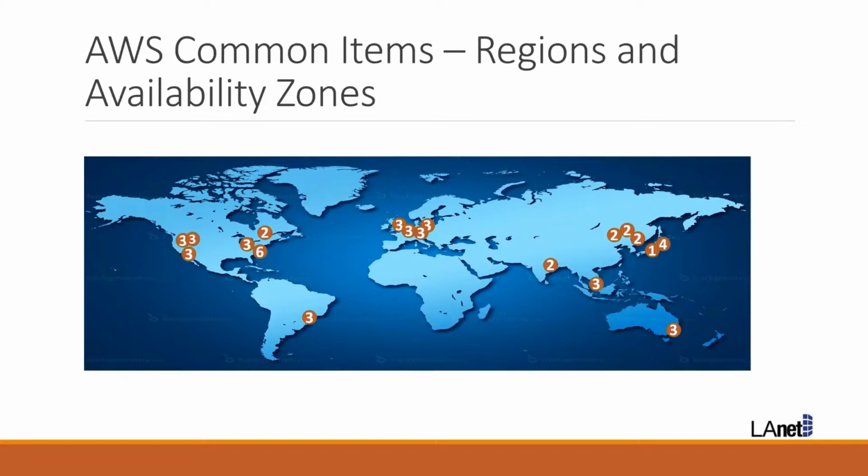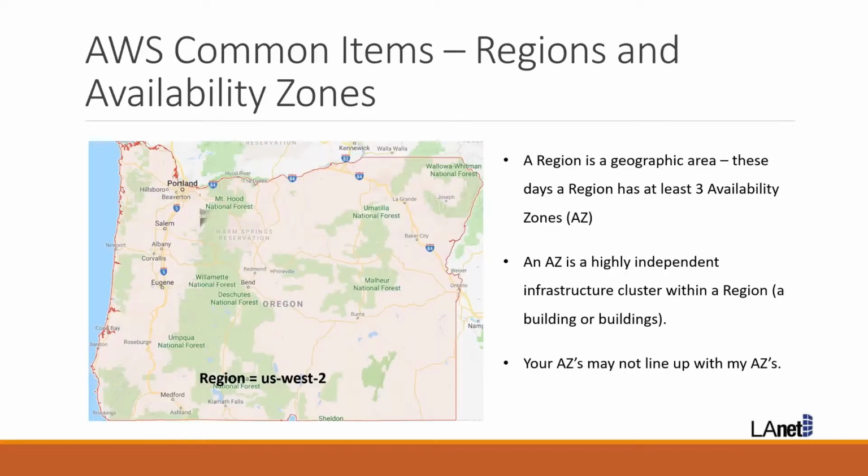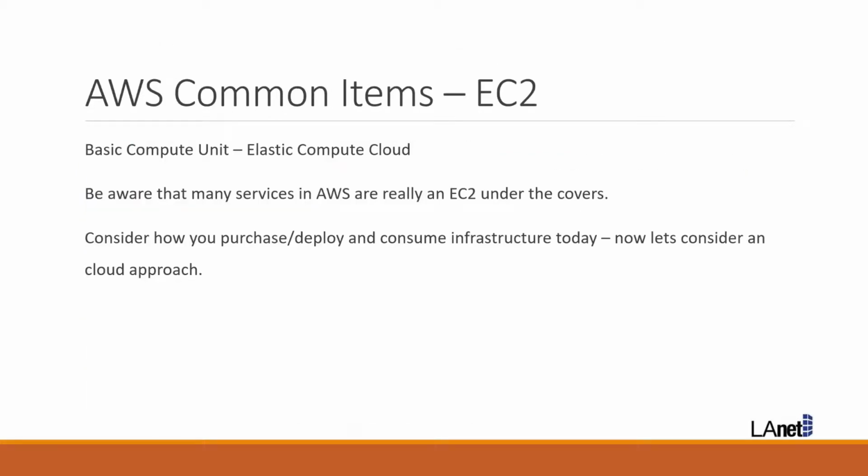Your actual infrastructure needs to go into one of these regions, right? Let's talk about some of the reasons that drive people towards the cloud in the first place. One of the really basic ones is EC2, or their basic compute unit. It stands for Elastic Compute Cloud. So this is basically their VMs, their systems, right?